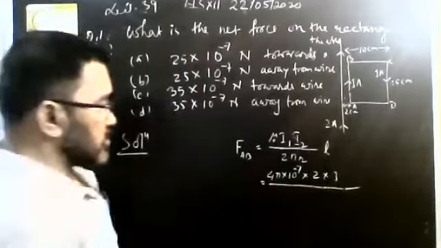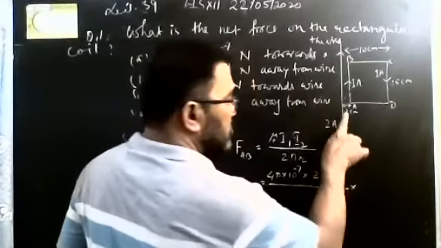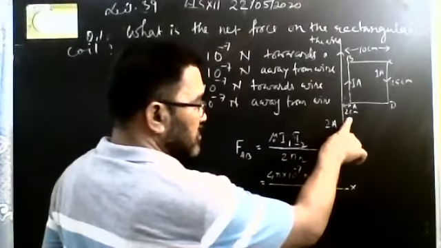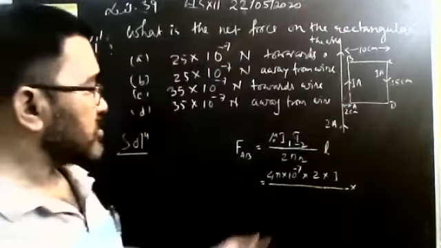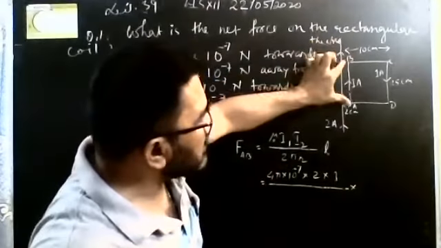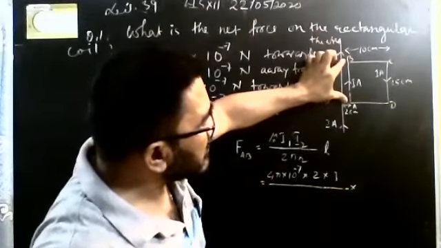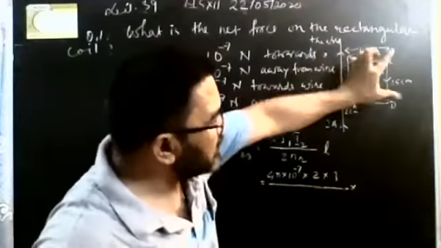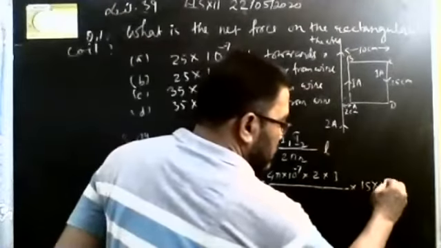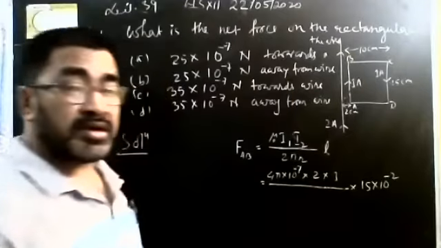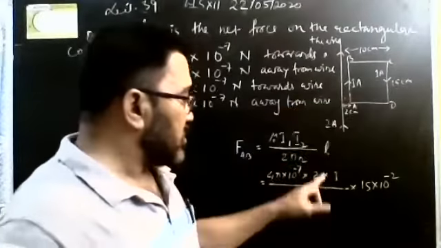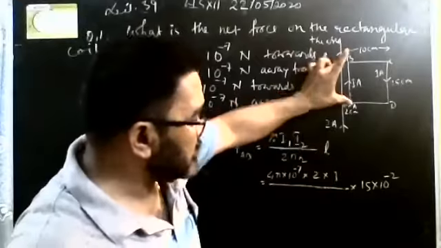Now from this conductor, the distance is 2 centimeter. This is R, and L is this AB. The length of AB is 15 centimeter. So 15 into 10 to the power minus 2, because you have to convert it into meter. 15 centimeter is the length L2, the whole length of the conductor.